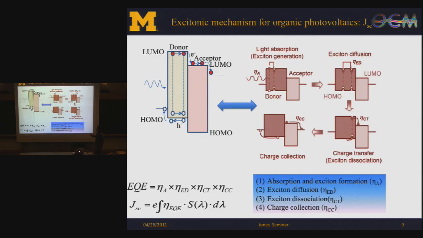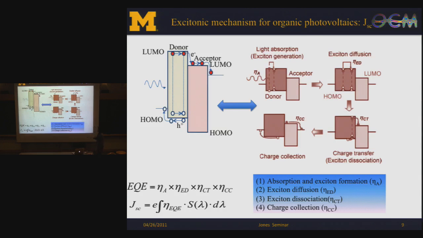At this point, this material actually donates an electron to this layer. So this layer is called the acceptor, and this layer is called the donor. So typically, an organic solar cell has two parts, donor and acceptor.